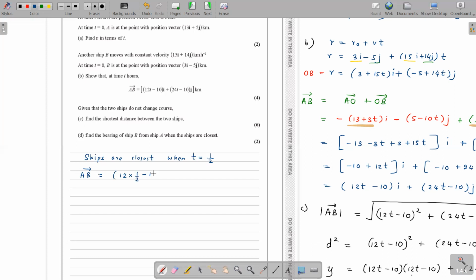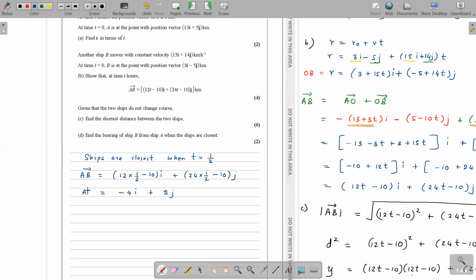12t, 12 into half minus 10 i. Input t equals half into the AB vector, plus 24 into half minus 10 times j. How much is the AB vector? 6 minus 10 is minus 4i. 24 into half is how much? 12 minus 10 is 2j. Okay, minus 4i plus 2j.